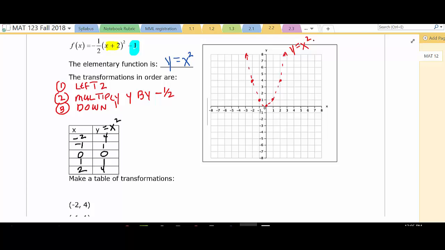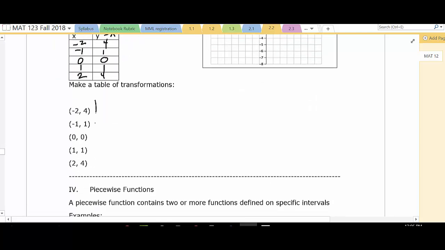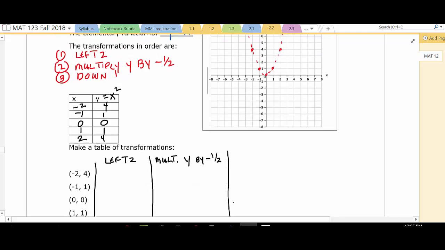Okay, so this is just the way I teach it. You can bypass doing this table of transformations. I'd like you to know how to do this on a test and everything because this is the safest way for students to learn how to do this. So what I want you to do down on this table here is we're going to make some columns. I've already given you the points we have in our table. Those are the points we're going to transform. The first thing we're going to do is go left 2. And then make another column. Then we're going to multiply y by -1/2. And then finally we're going to go down 1.